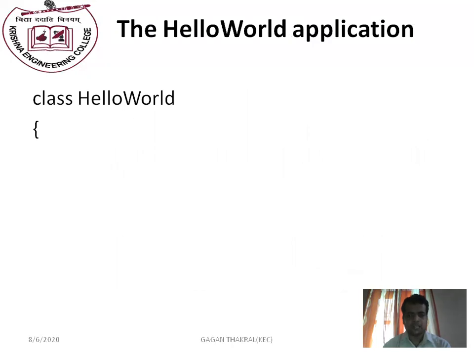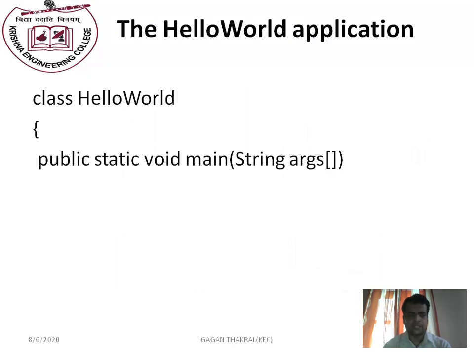The definition of a class always starts with curly braces, and this is the main method of a Java program, public static void main, which accepts a string type array as an argument. Here public is an access modifier. It represents that main is accessible anywhere in this program. The static keyword is used to access the main method without creating any instance or object. Void is a return type, which means the main function does not return any value.